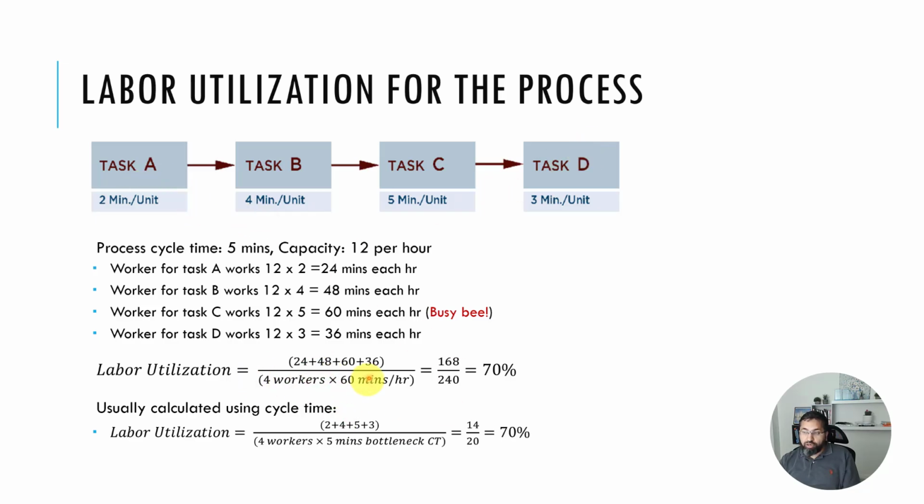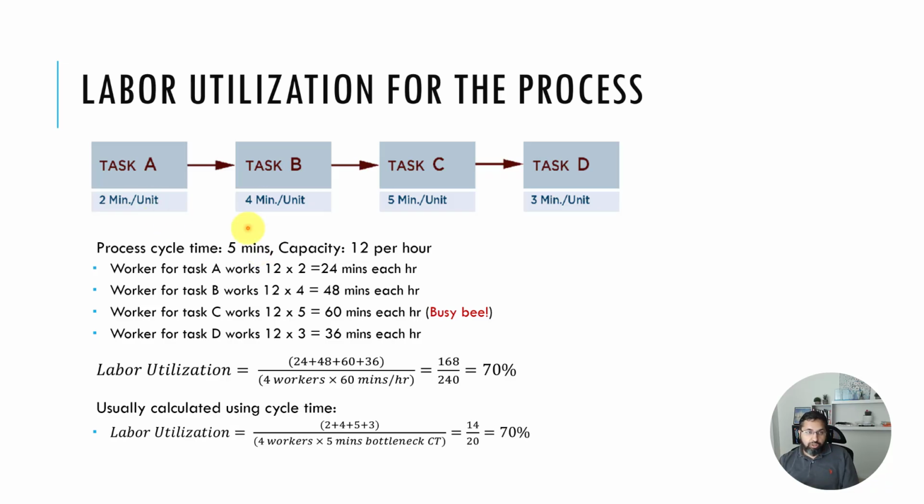You have to divide by 4 times 60 because you have 4 tasks, and each task had 60 minutes, out of which it didn't work for all the 60 minutes, but it worked enough time to produce 12 units, right? Which is the capacity of the whole task, the whole process. So you add up the time each task worked for in the hour. You divide by the 60 minutes per hour times 4 steps, and you get 70%, the same answer as this. So you could do it either way.